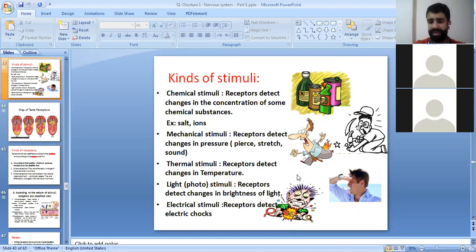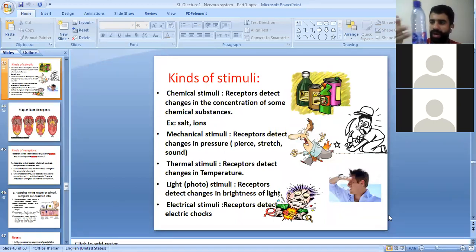Mechanical. For example, Sharif stands beside me, and then I hit Sharif on his hand. So this is a mechanical stimulus. Receptors that detect changes in pressure. Thermal, for example, let's imagine that this is a cup of tea. I'm going to hold this cup of tea.